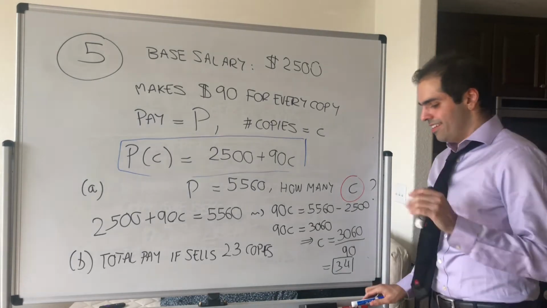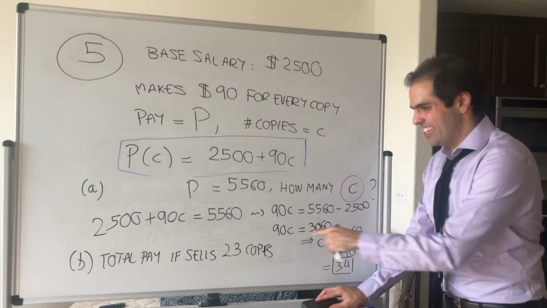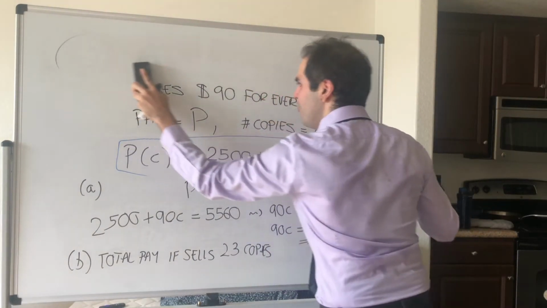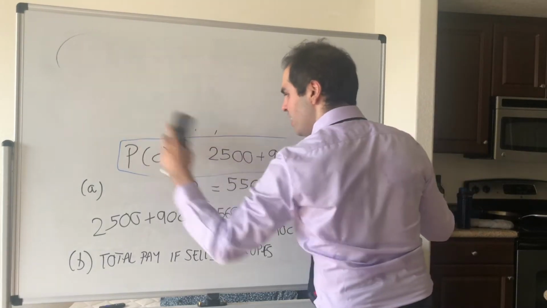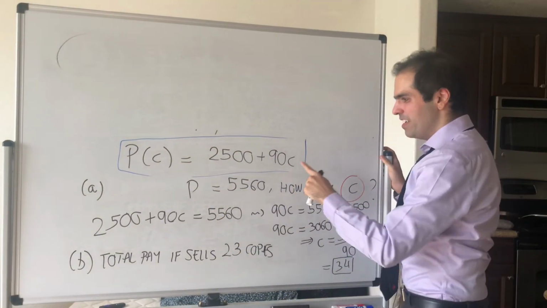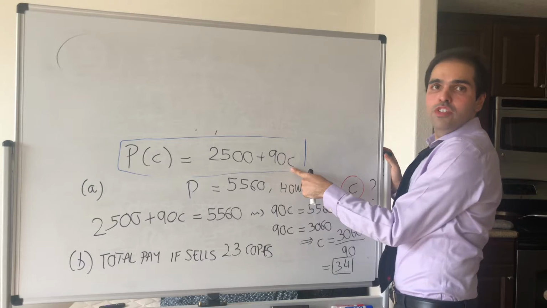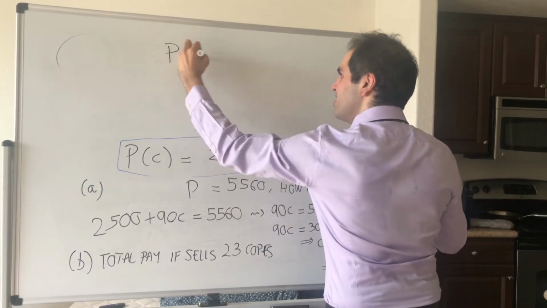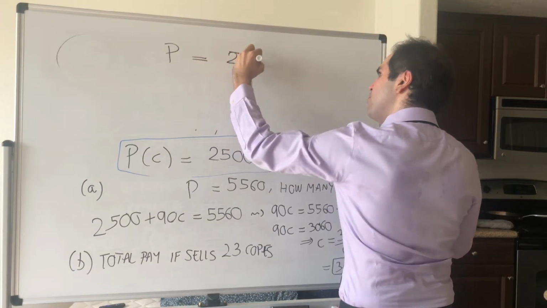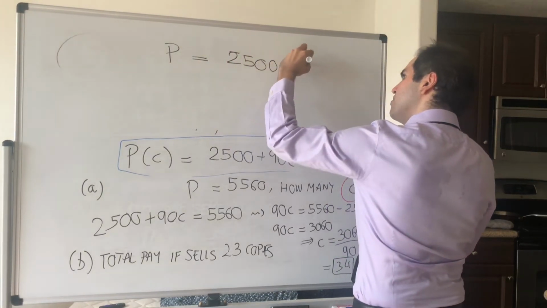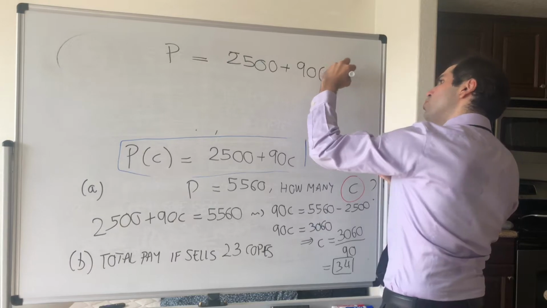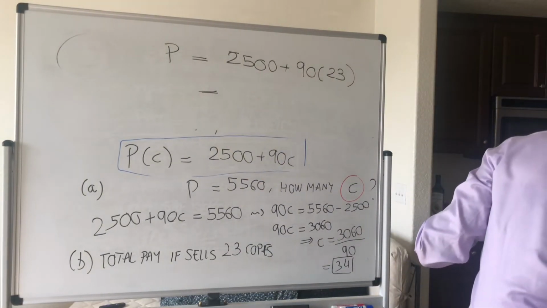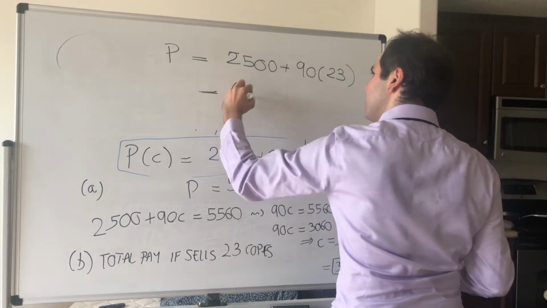Right. I have good news. That was the hard question. Now let's just do the easy question. What is the pay if he sells 23 copies? Well, all we need to do is plug in C here. So in this case, for the second question, the answer is 2,500 plus 90 times 23. And then if you calculate that, I believe the answer is $4,570.